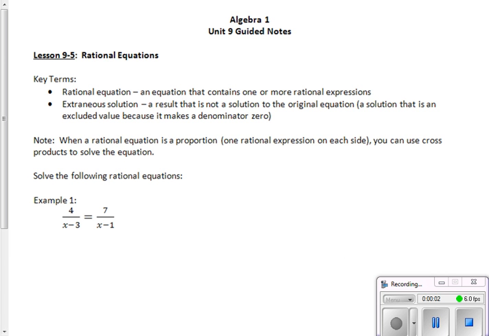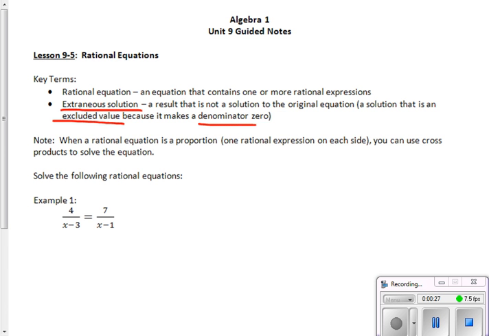Lesson 57, rational equations, basically day one here. Rational equations, obviously if it's an equation it contains an equal sign, and a rational equation would contain one or more rational expressions. Extraneous solution is just a fancy term for excluded value, which we talked about before. So if it says check for an extraneous solution, you're checking for the excluded value.